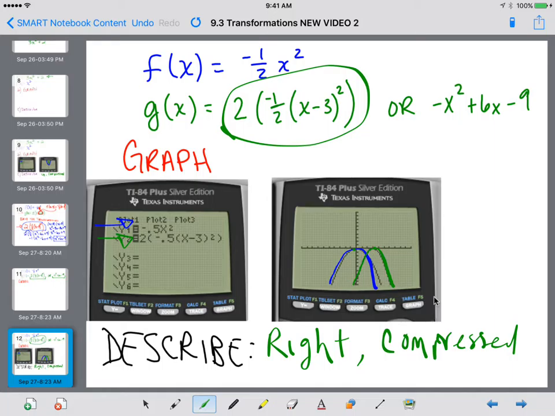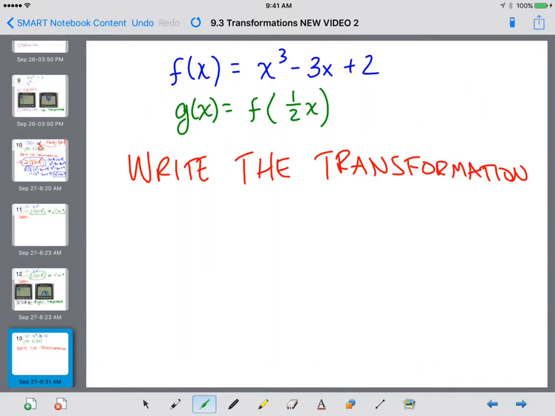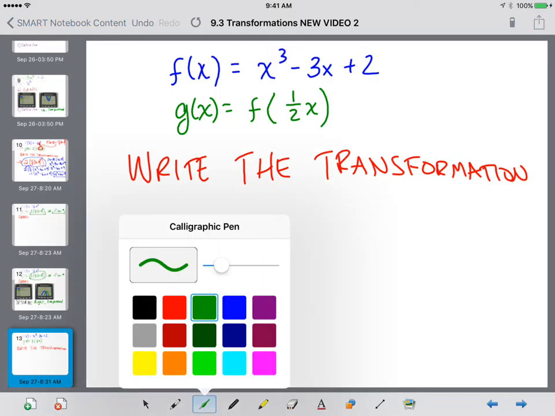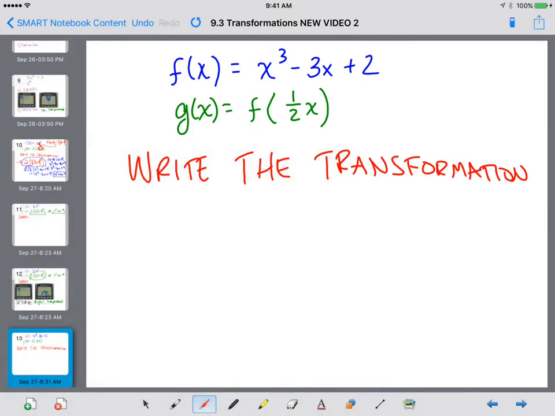Let's look at example 3. We have f of x equals x cubed minus 3x plus 2. G of x equals f of 1/2 x. To write the transformation, whenever you see a number inside here, this is what we are going to plug in for each x in the function.